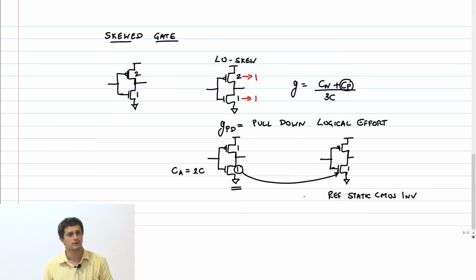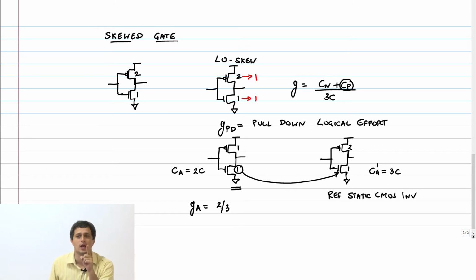Right? Clear? Now, if this is 1 and I want this reference inverter to be a symmetric static CMOS inverter, what should the PMOS be? Exactly. Therefore, the capacitance here, CA prime, is 3C. Therefore, the logical effort, GA, is going to be what? 2 by 3. What was the logical effort of a reference static CMOS inverter? 1. I have brought that down to less than 1.